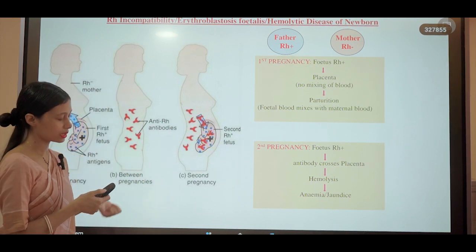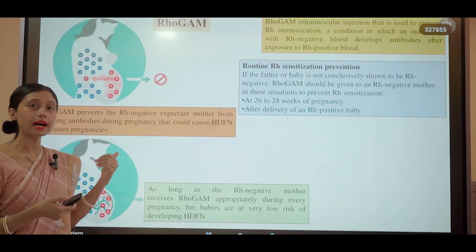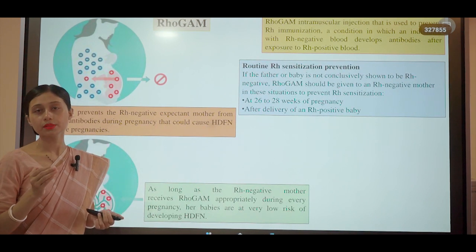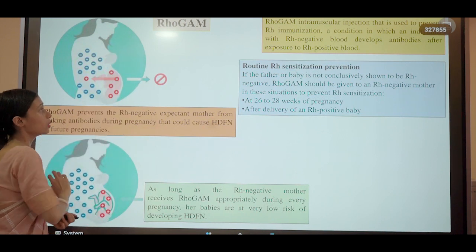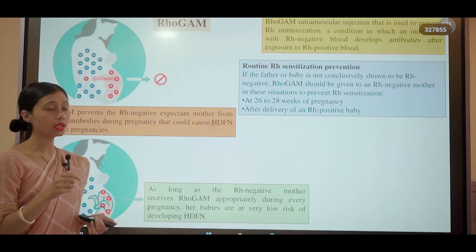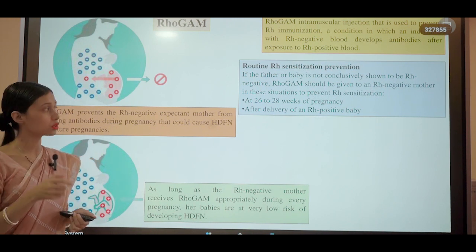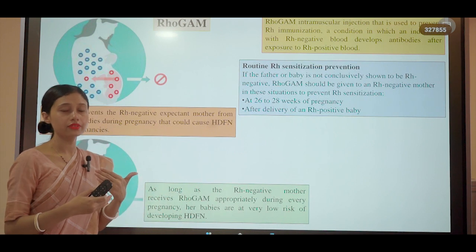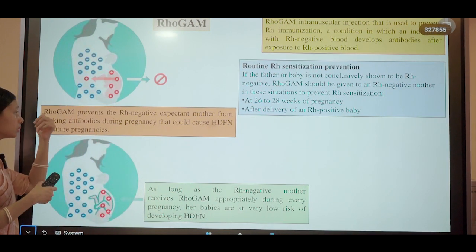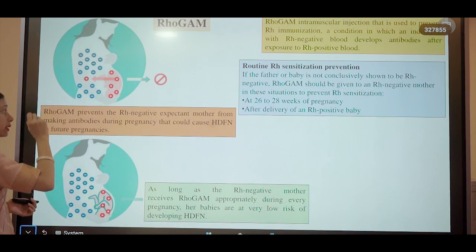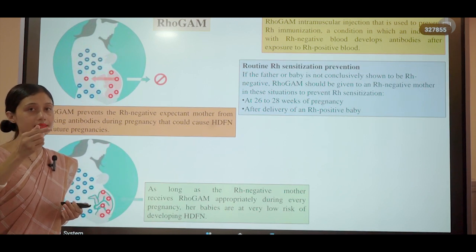So how is this condition treated? To prevent Rh immunization, the Rh negative mother is given an intramuscular injection, this one, Rhogam. Rhogam is an intramuscular injection which is given to the Rh negative mother at 26 to 28 weeks of pregnancy and after the delivery of an Rh positive baby. So how does Rhogam work? Rhogam prevents the Rh negative mother from making antibodies against the Rh antigen.